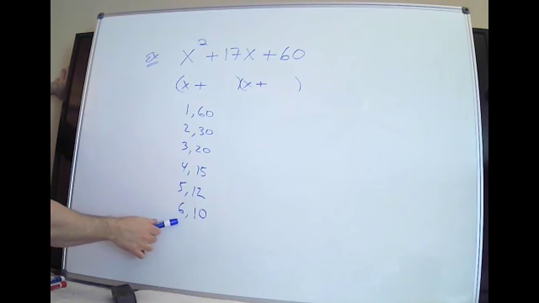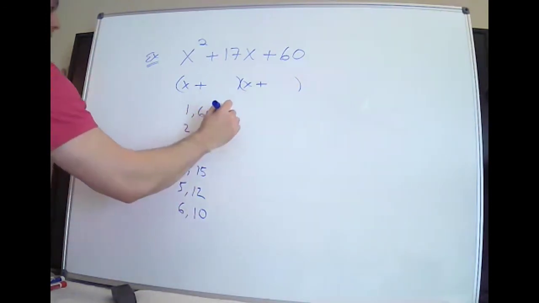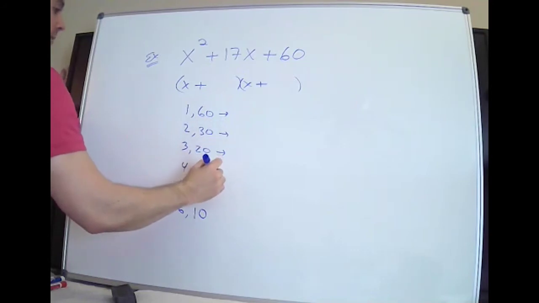60 is not divisible by 7, 8, or 9. And then I get 10 again. These are all the pairs. This is a lot. There's a lot of pairs here. So I have to add them together.